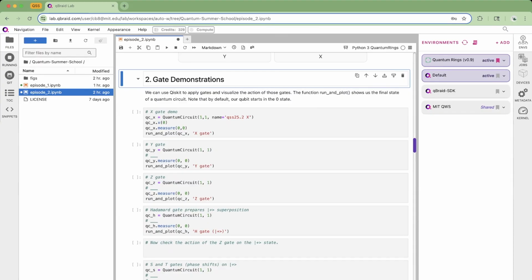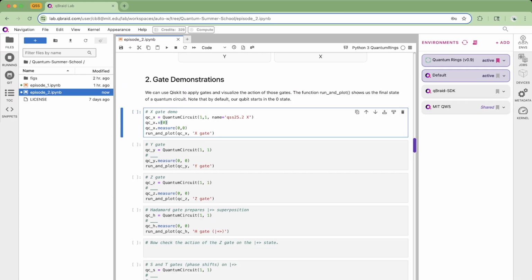We can use the Qiskit toolkit to very easily apply gates and then visualize the action of those gates. If we use the function run and plot, we can show the final state of a quantum circuit. By default, our qubit always starts in the 0 state. So first we can do a quick demo of the X gate.